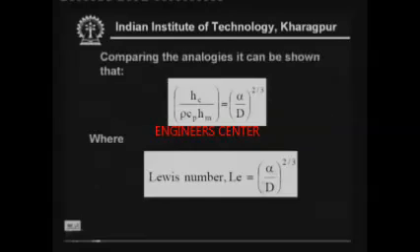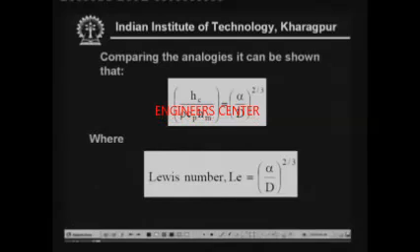Now, if you compare the analogy between momentum and heat transfer, and momentum and mass transfer, you can arrive at this important expression. You can show that the heat transfer coefficient divided by the density into specific heat at constant pressure and Hm is equal to alpha by D to the power of 2 by 3. So, this is from the comparison of the two analogies.